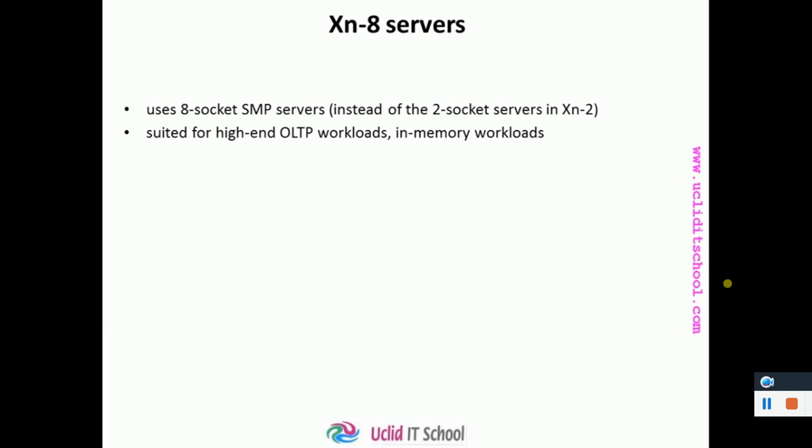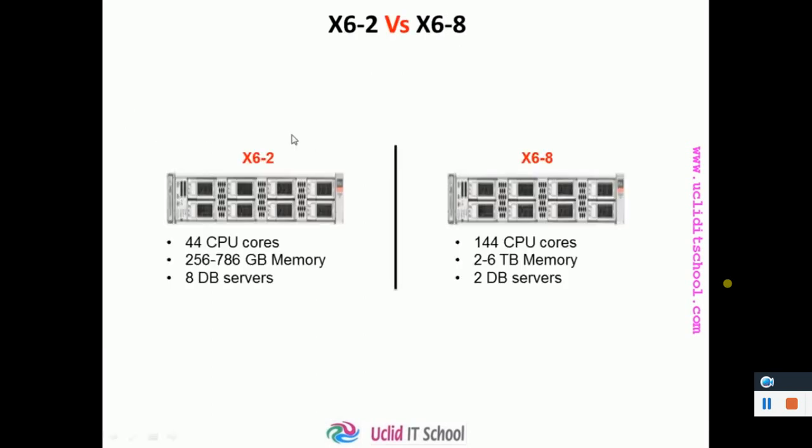It may be a little bit confusing at this stage, but as you spend more time on Exadata, you will understand the difference. It is very simple. These X-8 servers have 8-socket CPUs, X-2 servers will have 2-socket CPUs. And X-8 servers will have 2 terabytes of memory per server. For example, this slide shows you that comparison.